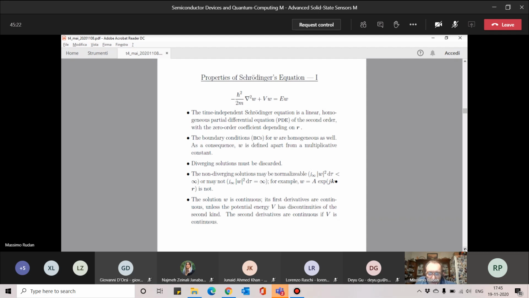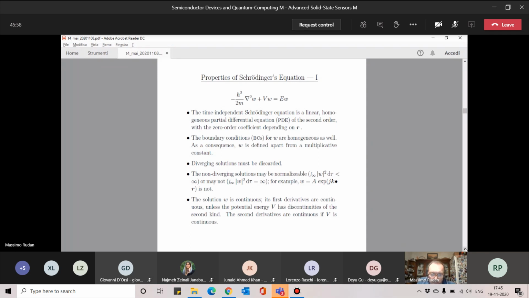And this is possible, as we anticipated, because the equation is homogeneous and the boundary conditions also are homogeneous. So the solution in any case is defined apart from a multiplicative constant. If instead the square modulus of W after integration over infinity does not converge, there is nothing that we can do. There is no normalization possible, of course.